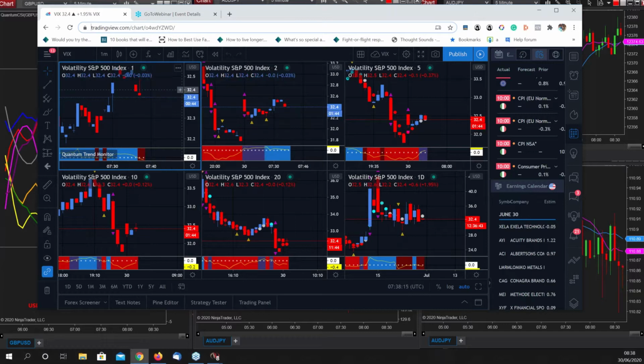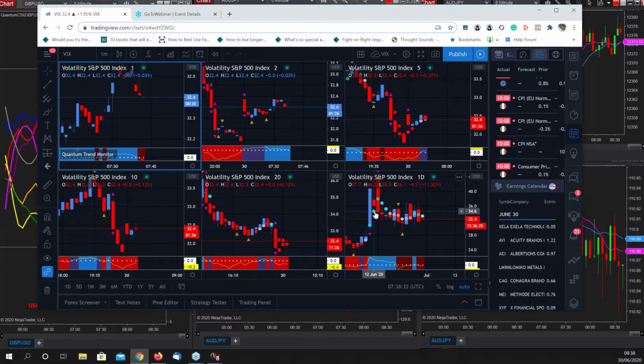This is the 1 minute, this is the 2 minute, this is the 5 minute, this is the 10 minute, 20 minute, and over onto the daily. We had this big move on the daily a couple of weeks ago, big rally. VIX shot up. Now we're in congestion. We're trading in the volatility candle, which is what we expect to see.